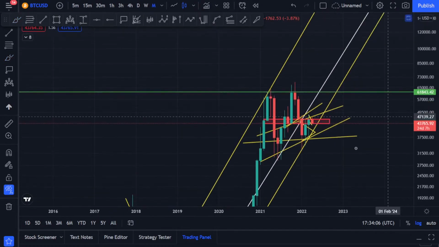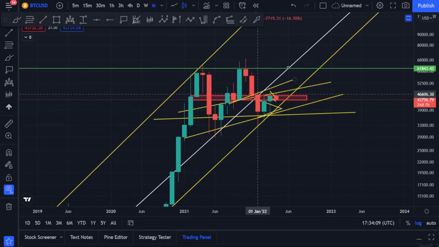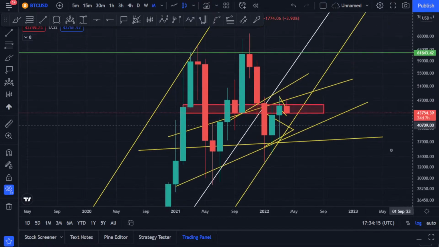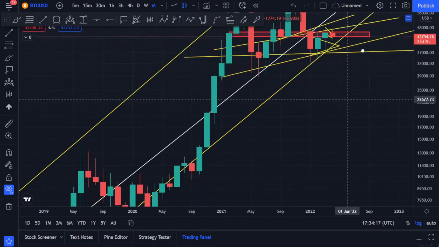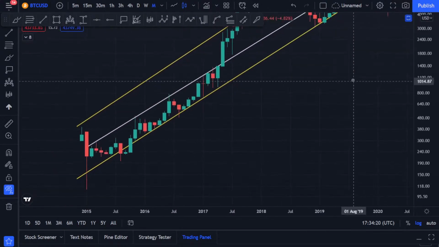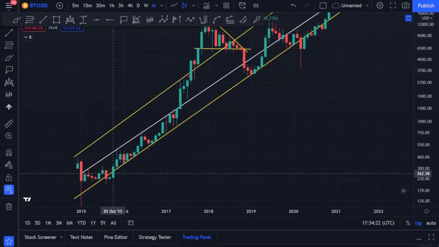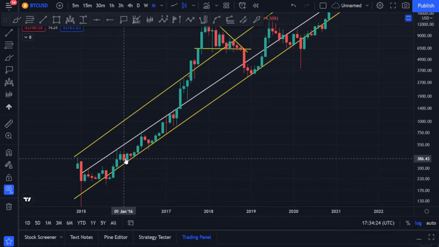With Bitcoin, we are still in this channel. Okay, we are still in this channel, and you can see we came to the support and we held it. We're still going up. And even if you come all the way back, you can see how many red weeks we had when we were still making a higher low formation. We still had red candles in between.